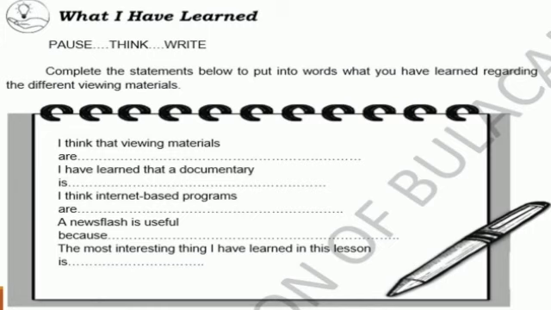So first statement we have, I think that viewing materials are, so you need to enumerate the viewing materials that we have discussed. And next, I have learned that a documentary is, so you need to define documentary in your own words. Next, I think internet-based programs are, so you need to give examples of internet-based programs. Next, a news flash is useful because, so how useful is news flash to us? So state the reason.